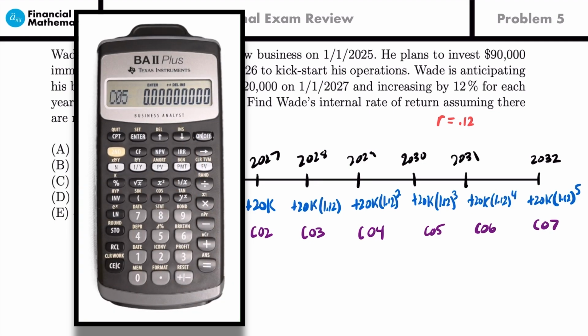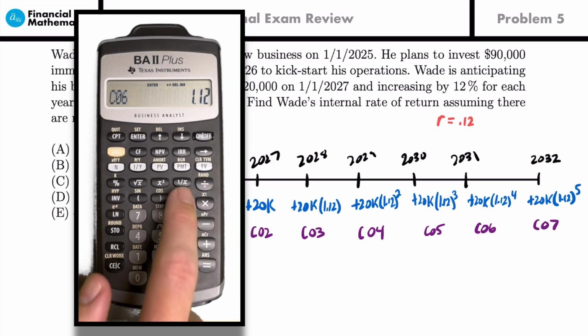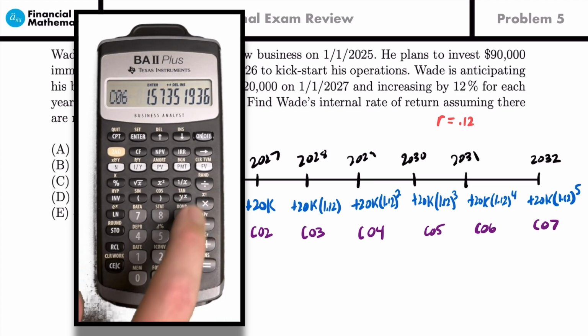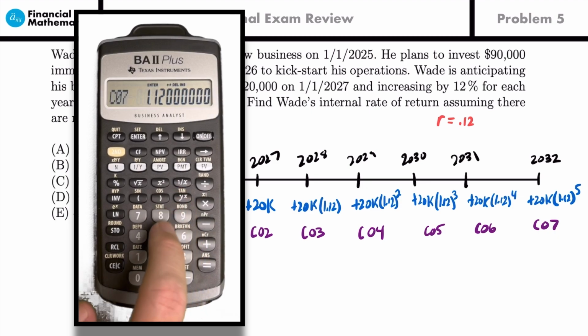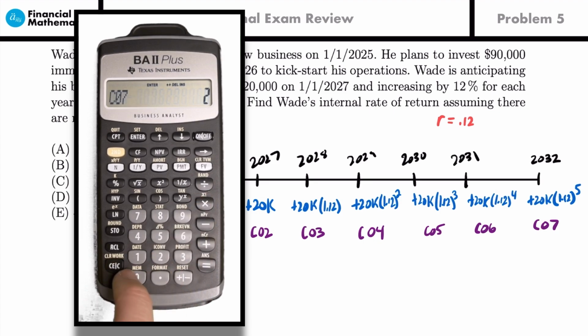Let's go down to cash flow 5. This time 1.12 is cubed. So we have 1.12 to the power of 3, hit equals, then multiply by 20,000, then hit enter, go down to C06, or our 6th cash flow. This time 1.12 will be to the power of 4, so we have 1.12 to the power of 4, hit equals, then multiply by 20,000, hit equals, then hit enter, go down to C07, which is our final cash flow, where 1.12 will be to the power of 5. So we have 1.12 to the power of 5, hit equals, multiply by 20,000 one more time, and then hit enter, and we're good to go. F07, the frequency, should still be 1.